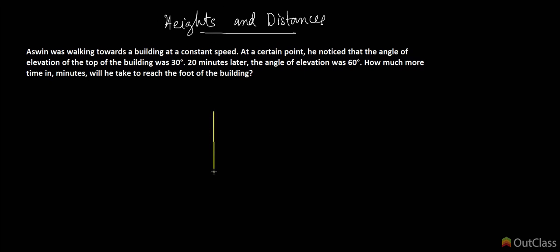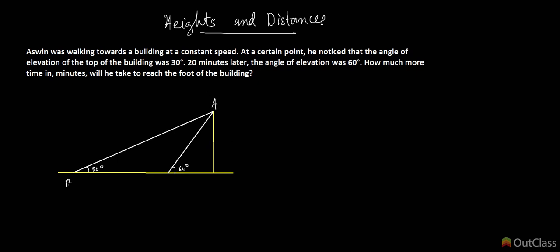So we have a building with some height, and we have the horizontal ground on which this person is walking. At a certain point of time, he saw that the angle was 30. Later, the angle was 60. 30 degree, 60 degree. I'll call this A, B, C, D. When he was at B, it was 30 degree. 20 minutes later, he had reached C, and the elevation was 60 degree. How much more time will it take to reach D?